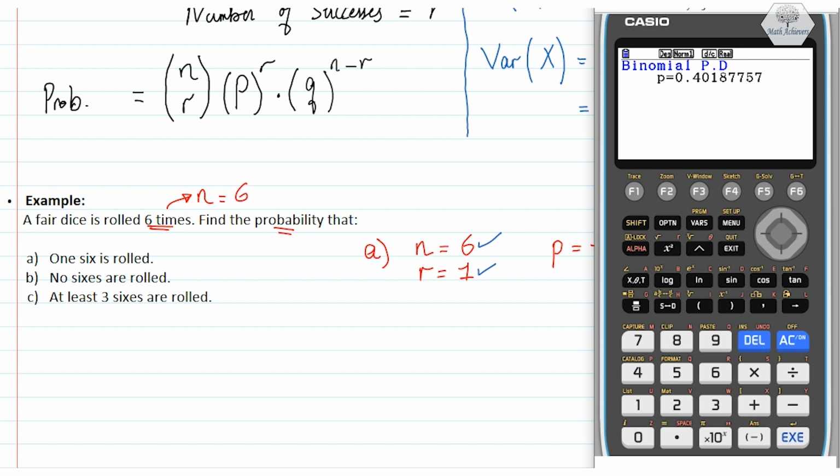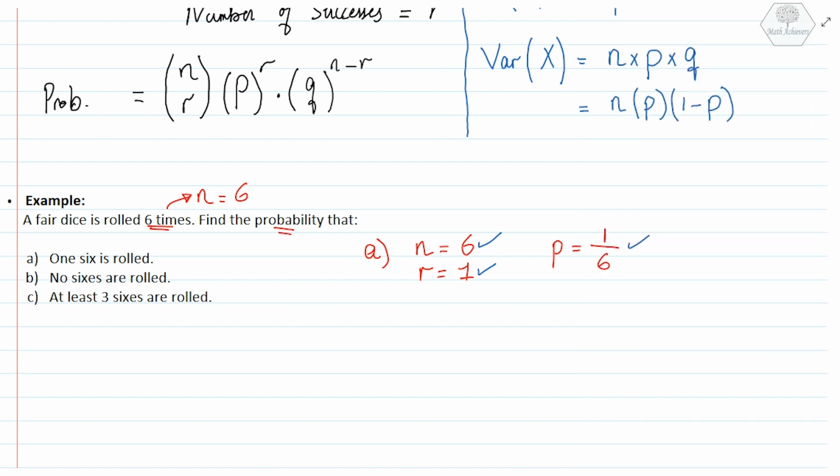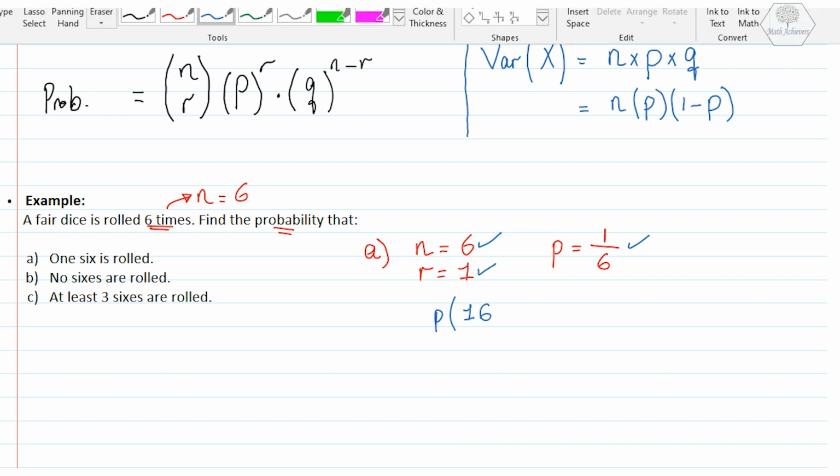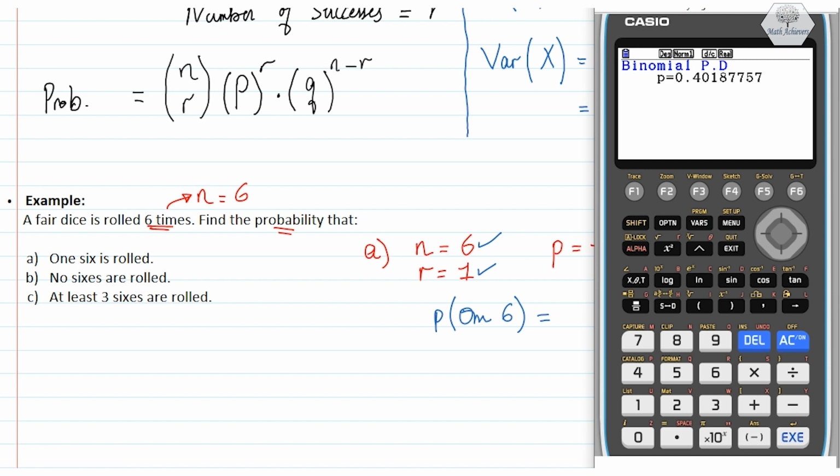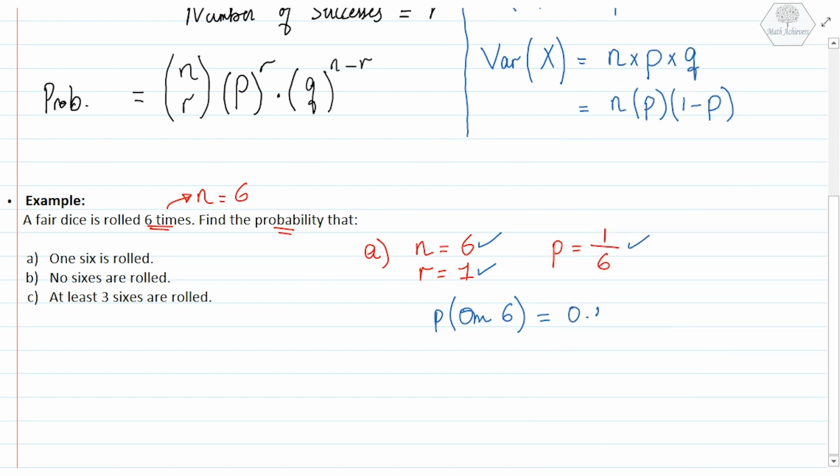Execute again. I have the probability that only one 6 is rolled out of the 6 times would be 0.402. So the probability of having one 6 rolled is simply equal to 0.402. This is for part A.